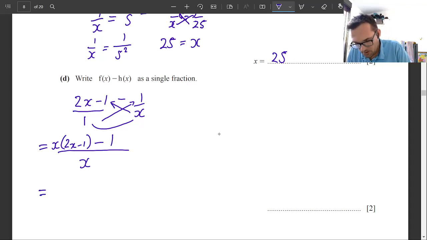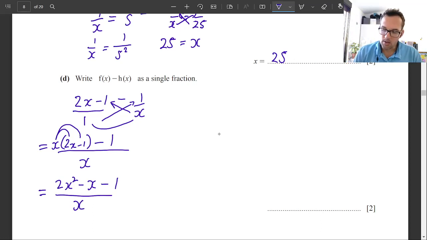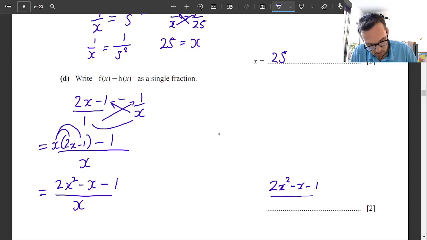Let's expand the bracket. x times 2x is 2x squared. x times minus 1 is minus x. That minus 1 is still hanging around at the back. And that looks to me like a single fraction. And that is it: 2x squared minus x minus 1 over x.